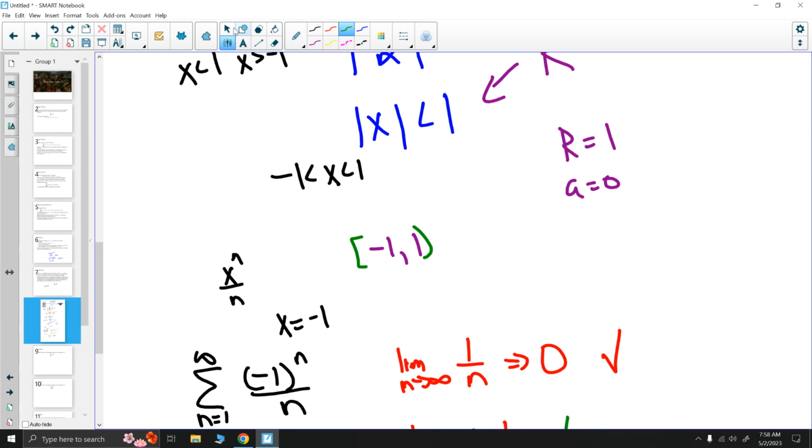So, we would say then that this is our interval of convergence. This is our radius of convergence. And we can also note that this is where our interval of convergence is centered. It's centered on 0. Okay, so we know then that this series will converge as long as x is between -1 and 1, including -1, but not including 1.